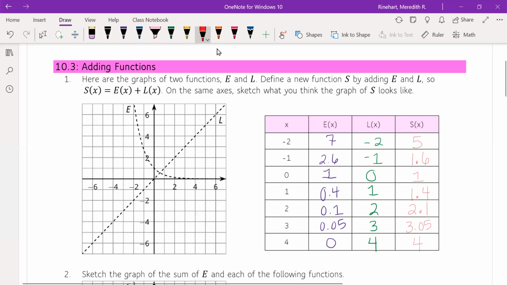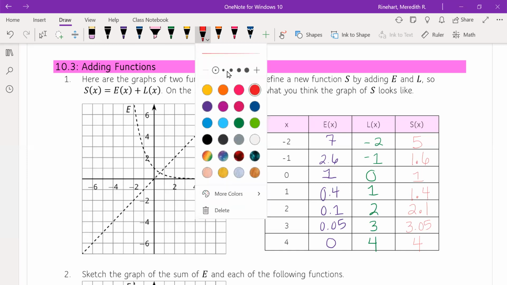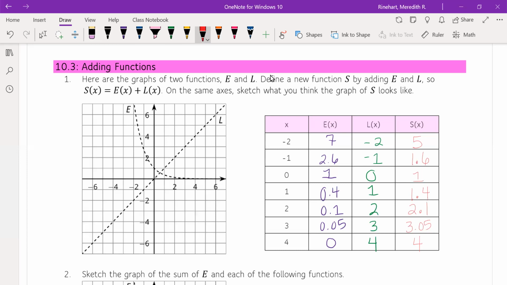From here, we're going to go ahead and plot these points to sketch our graph. So at -2, we're going to go up to 5 and put a point. -1, 1.6. And again, just estimate. At 0, we're going to go to 1. At 1, we're going to go to 1.4. At 2, we're going to go to 2.1. At 3, we're going to go to 3.05. At 4, we're going to go to 4.